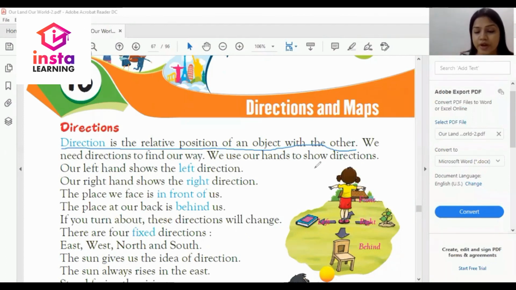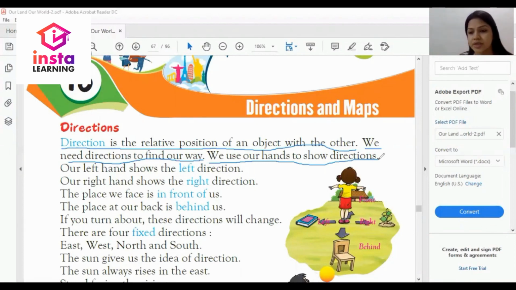Secondly, you should know why we need directions. The answer is we need directions to find our way. Why do we need directions? We need directions to find our way. The third question is what we use to show directions. So, dear student, the answer is we use our hands to show directions. What do we use to show the direction? We use our hands to show direction.